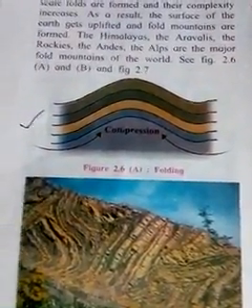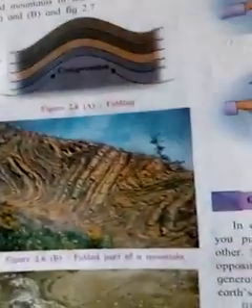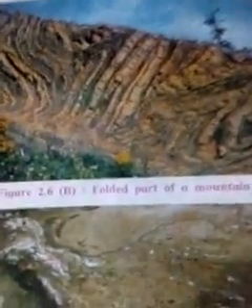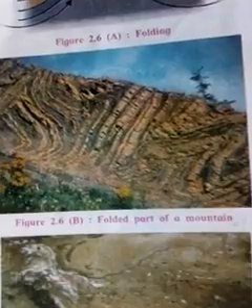Here you observe this figure. Here you observe these two figures. That means the fold mountain. And here is the folded part of the mountain. Here is given a picture or figure here.